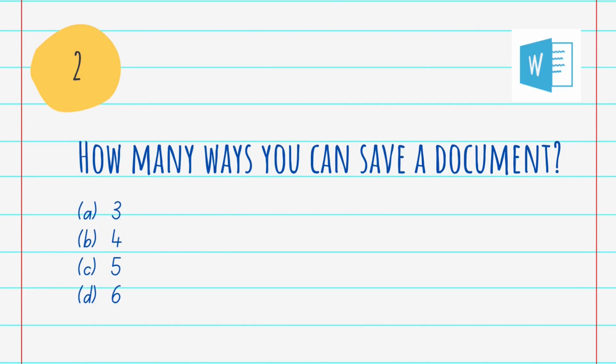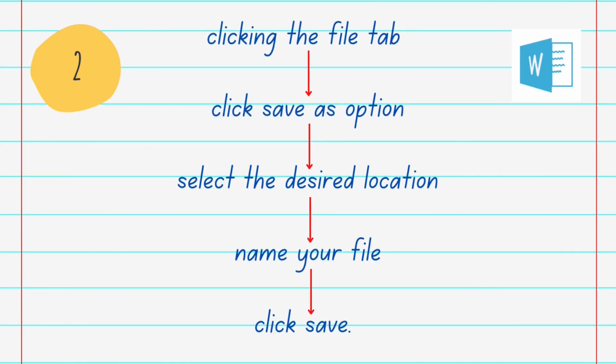Okay, then question number 2, how many ways you can save a document? 3, 4, 5, 6, and the answer is 3. There are 3 ways you can save a document. The most common way is clicking the File tab, then click the Save As option, and then select the desired location where you want to save your file. Name your file and click Save.